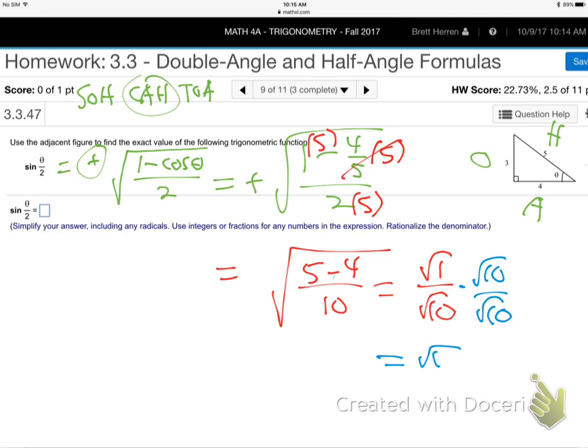So what do we get? Root 10 on the bottom, root 10, root 10? Plain 10. So it's root 10 over plain 10. We good? Okay, I don't have a question on this one.